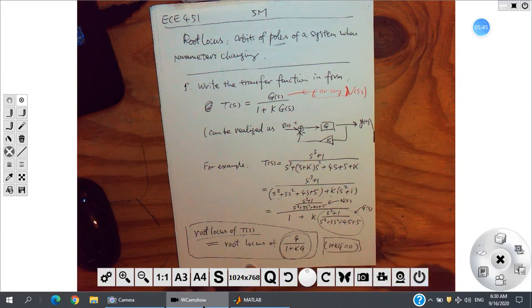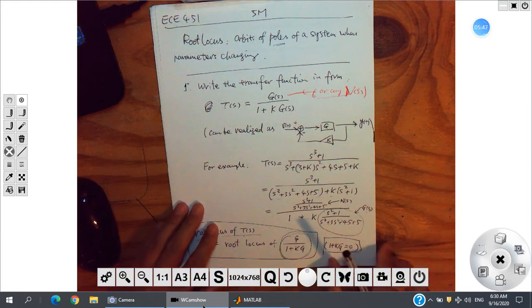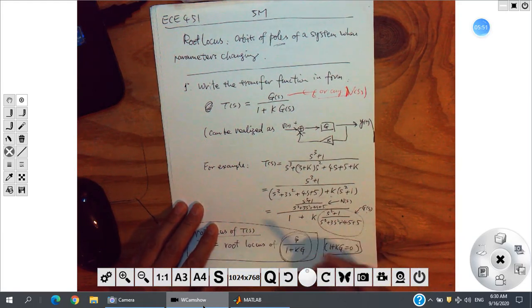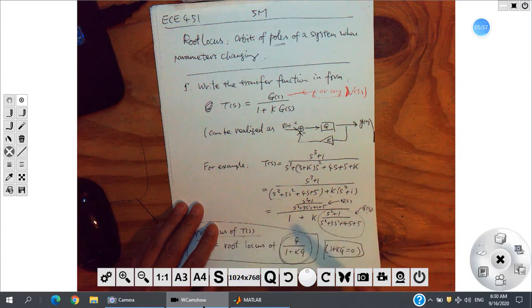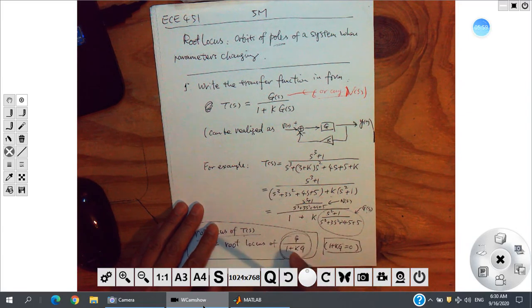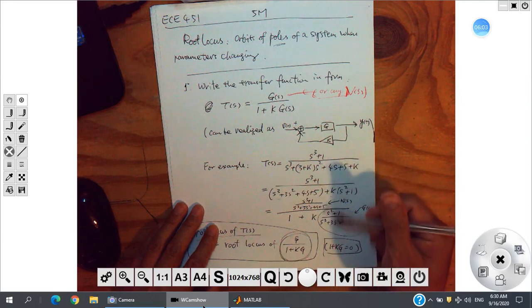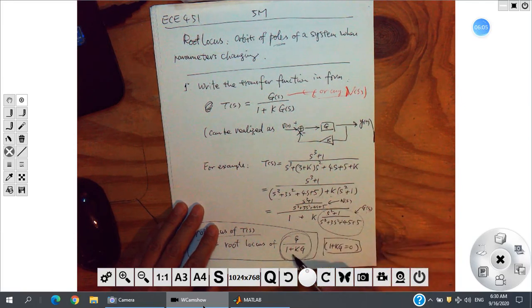Okay, so we can use this as an assumption. We always study the root locus in this way. If it is not in this form, you try to do some change. Similar to this, you can get this one.